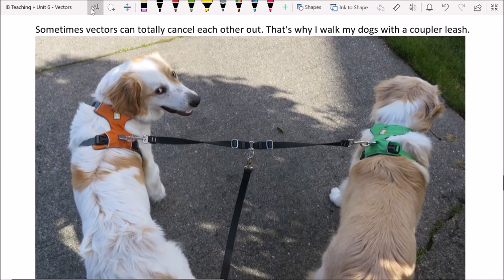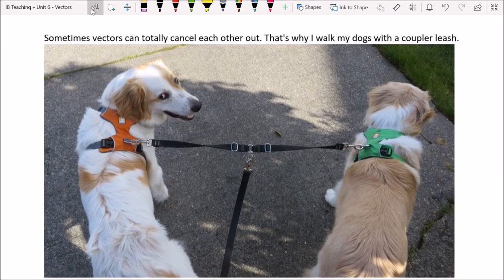Now, when we do addition, it is possible that vectors could totally cancel each other out. In fact, that's what's happening in these pictures with the dogs. Right here in the middle of the picture, we have Haley pulling to the right, and we have Moses pulling to the left, and they have no impact on me at all. In fact, I don't know if you can tell or not, but the leash that I'm holding here actually has slack in it. I'm not pulling at all. They're pulling on each other, but not on me.